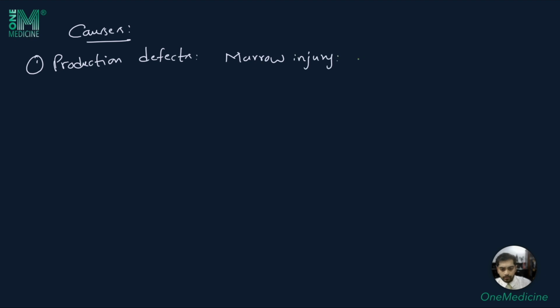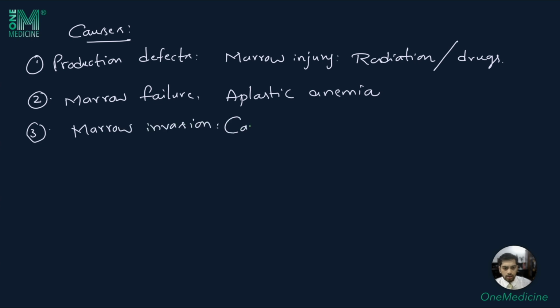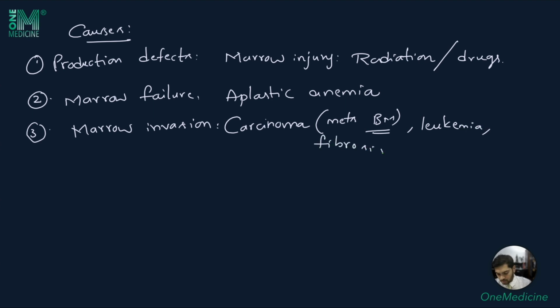Let's look at the causes of each of these. The first one is production defects. These include marrow injury, which can happen due to radiation exposure or certain drugs. The second one is marrow failure, which can happen due to aplastic anemia. Third one is marrow invasion: carcinoma, which can lead to metastasis within the bone marrow, leukemia, fibrosis. Other causes include sequestration of platelets, as seen in splenomegaly.